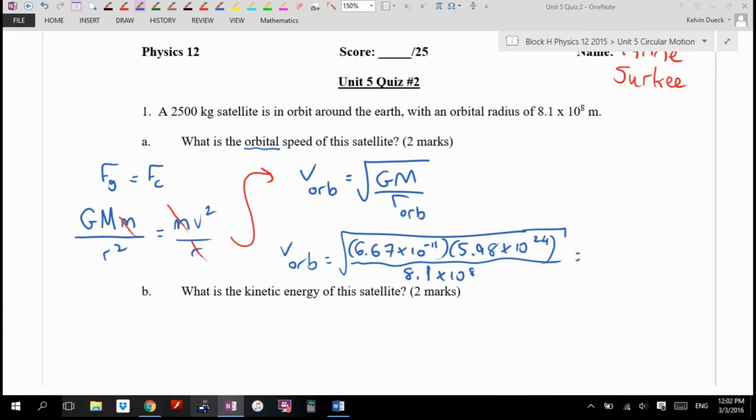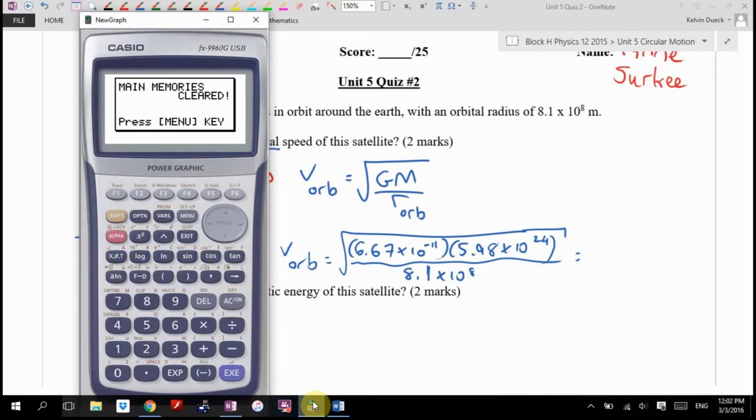Now, something's gone wonky on my boot up. Maybe it will work. No. So I need to use this calculator, which I hate, but that's okay. 6.67 times 10 to the negative 11 times 5.98 times 10 to the 24th divided by 8.1 times 10 to the 8th. Square root of that. You get... Is that right? 701? Okay. 702?